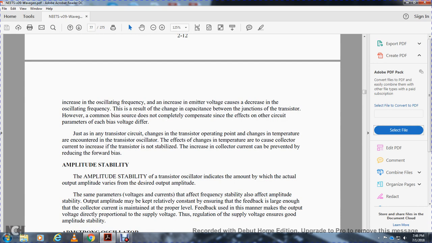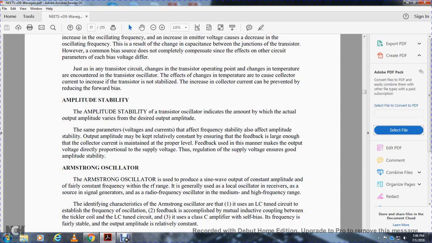Just as in any transistor circuit, the transistor operating point changes with a change of temperature. In the transistor oscillator, the effects of the temperature change cause the collector current to increase and the transistor to not stabilize. The increase of the collector current can be prevented by reducing the forward bias.